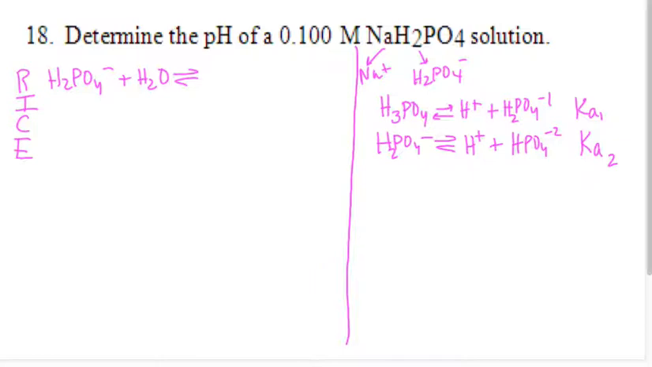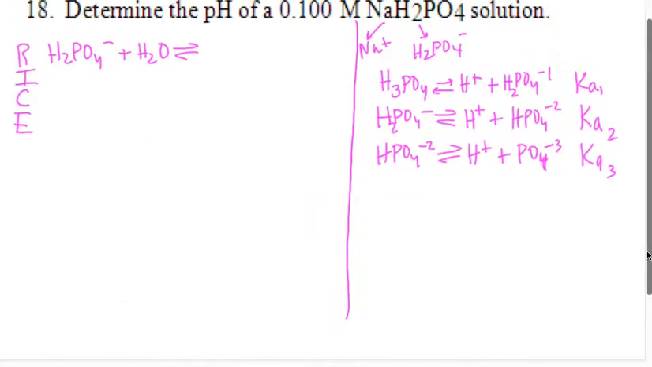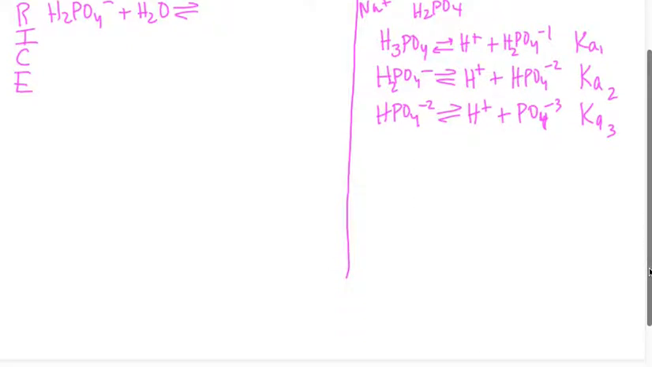And we've got numbers for that on your table. And then we're going to take HPO4 minus 2 and make H+ and PO4 minus 3. And what represents that? Ka3. So once you have this written down, these problems become a lot easier. Okay? So what I'm going to do is write the two possible equations that I need to pick from to start my rice table.